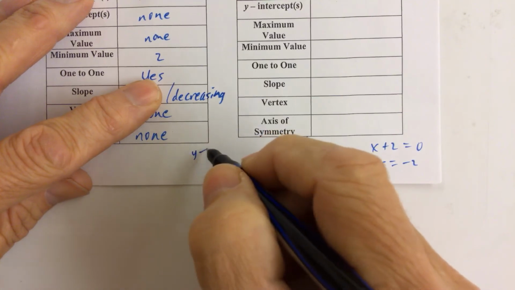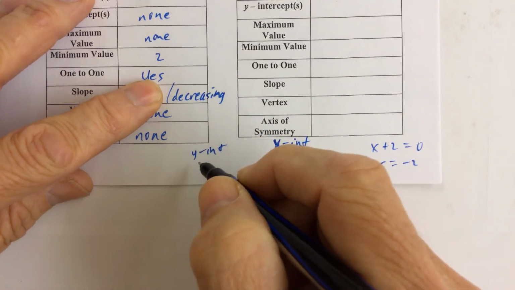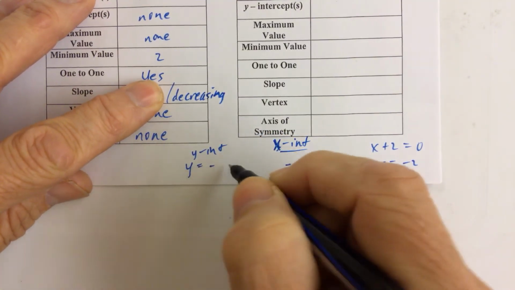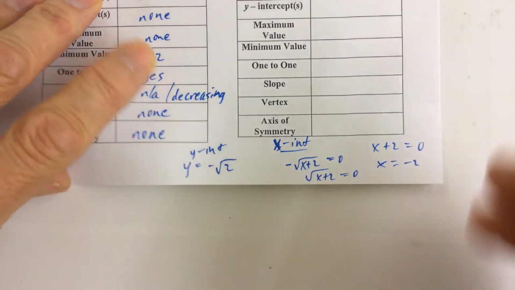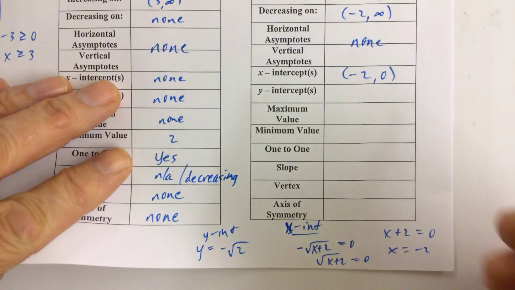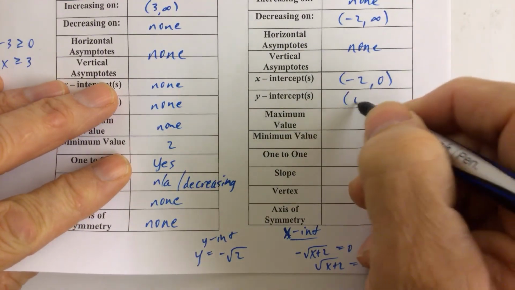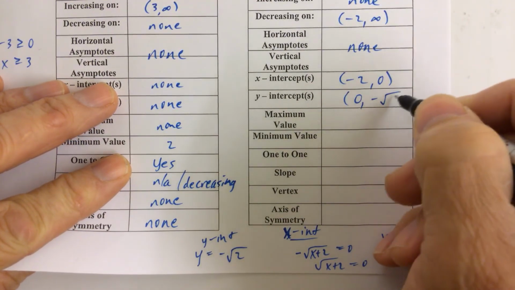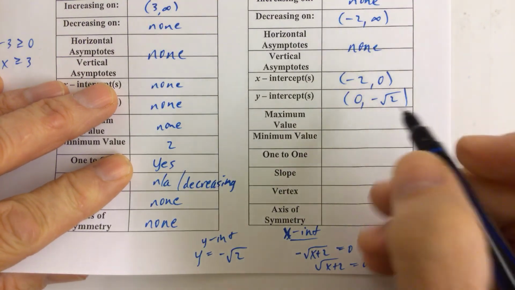Let's do the y-intercept, which was when we let x equal 0. My bad on that one. Y equals negative radical 2. So when you let x equal 0, you get 0 plus 2, so it's negative radical 2. I was wondering why that was looking like that. So the y-intercept would be 0, negative radical 2. Trying to hurry right now.